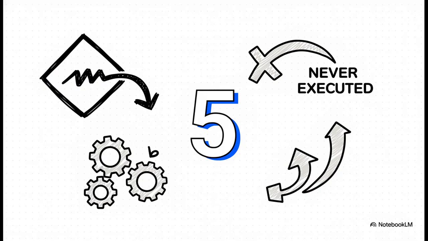And there it is, the final answer. Because the right side of that condition was never even executed, B was never incremented. Its final value is still 5. And remember, this isn't a bug. It's a vital efficiency feature built right into the C language.